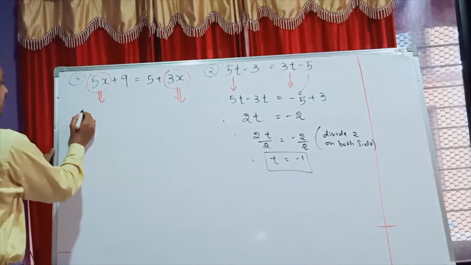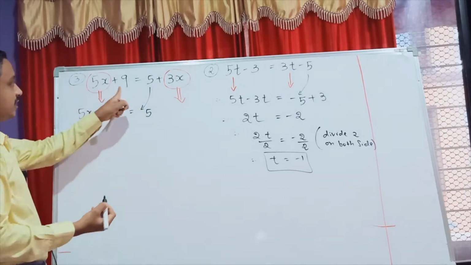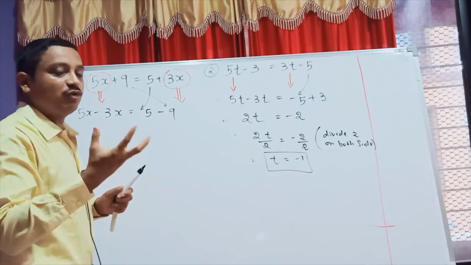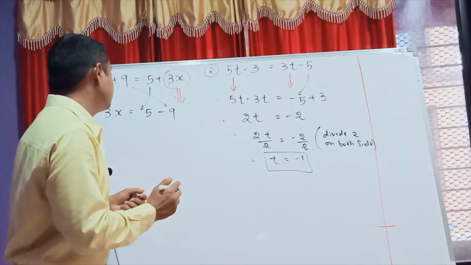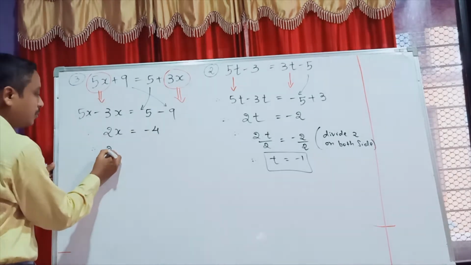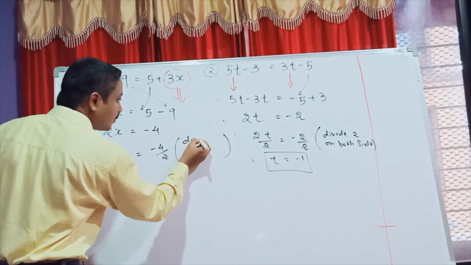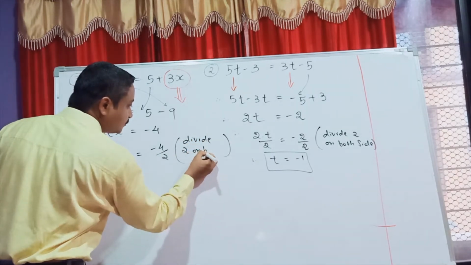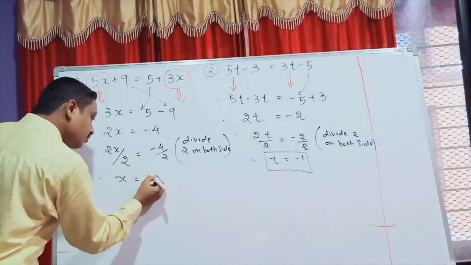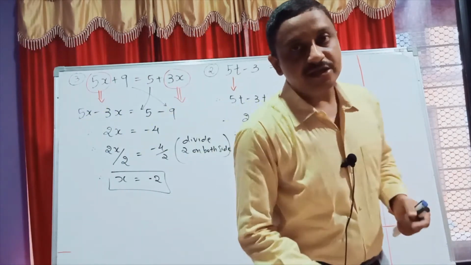So this 3x converting to the left side, it is minus 3x. This 5 as it is. And this 9 I convert to minus 9, this one. Because on the left side it is plus 9, converted to the right side minus 9. So how much? 2x is equal to minus 4. Now dividing by 2, and you declare divide 2 on both sides. So finally what you get? x is equal to minus 2. Yes, that's the last and final easy answer.